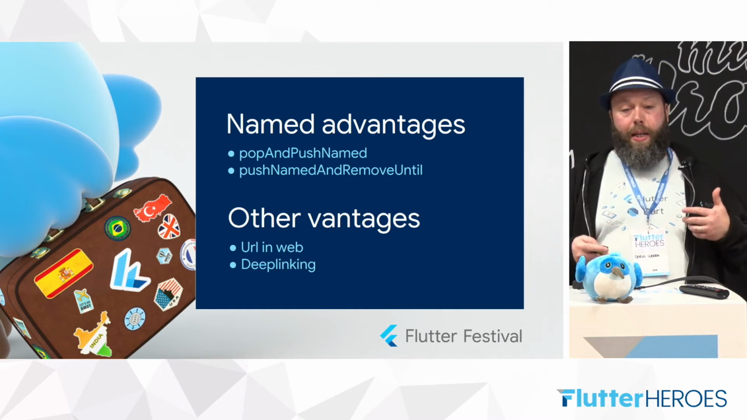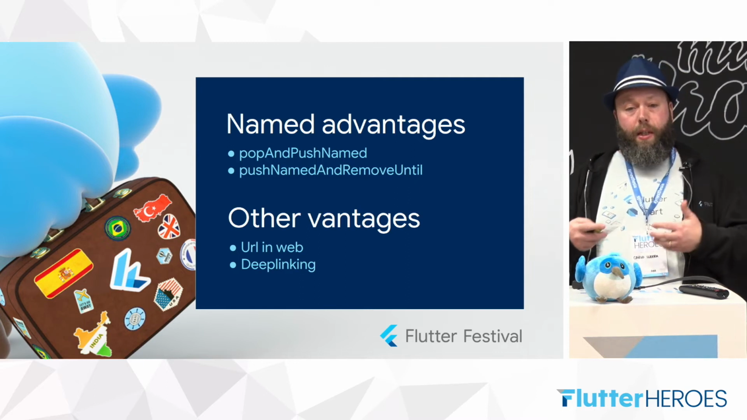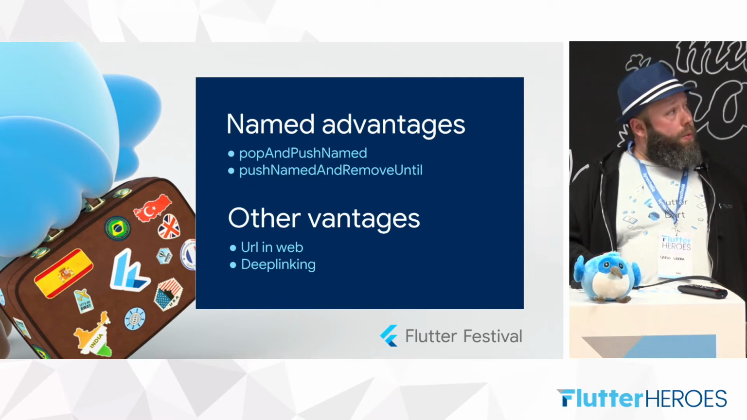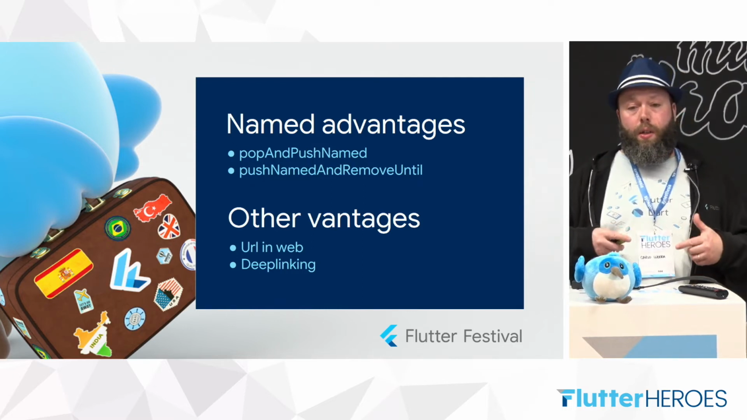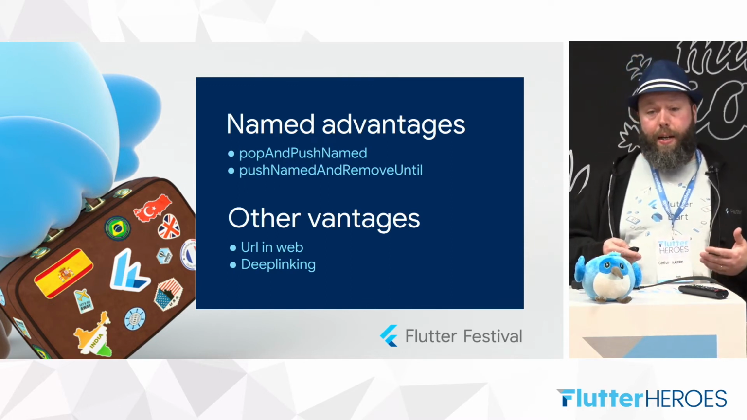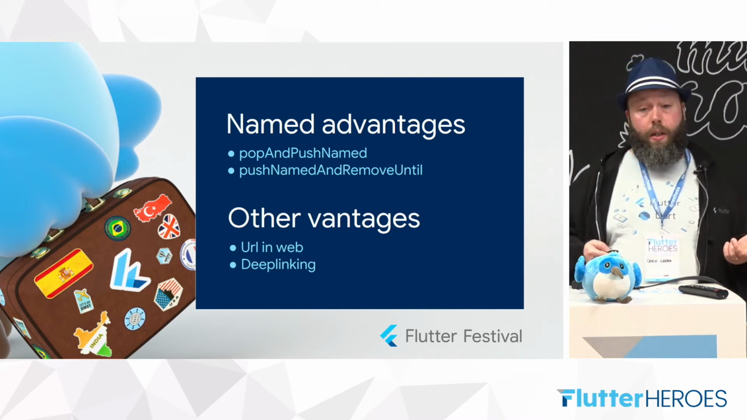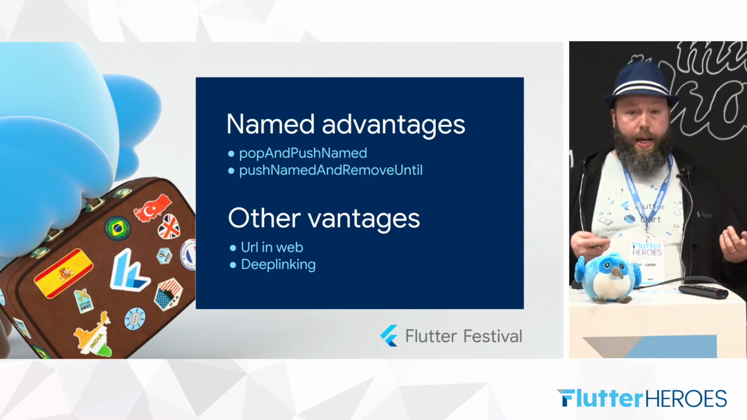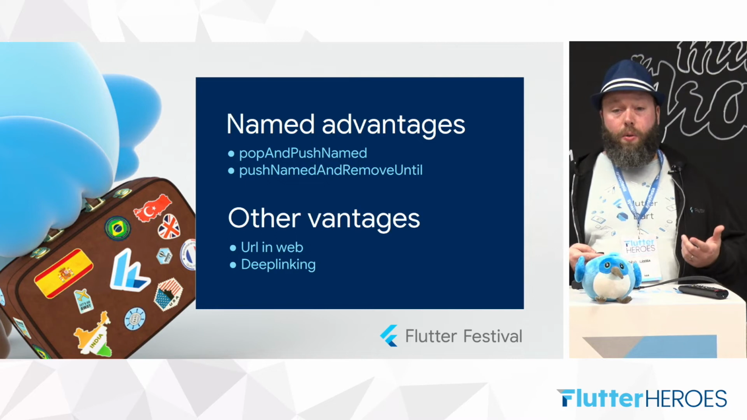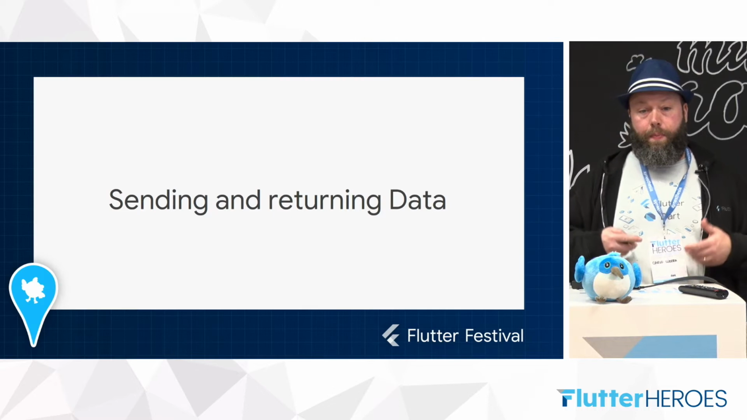And the push named and remove until. Basically we can mix the pop until and the push by removing the previous screen and adding the new one. By using the remove, you don't trigger the pop. So the routes are directly removed from the stack without any callback added. And also, the other advantage of the named navigation is that, as I said, you have the URL for web, and it can also be used for deep linking in native applications.